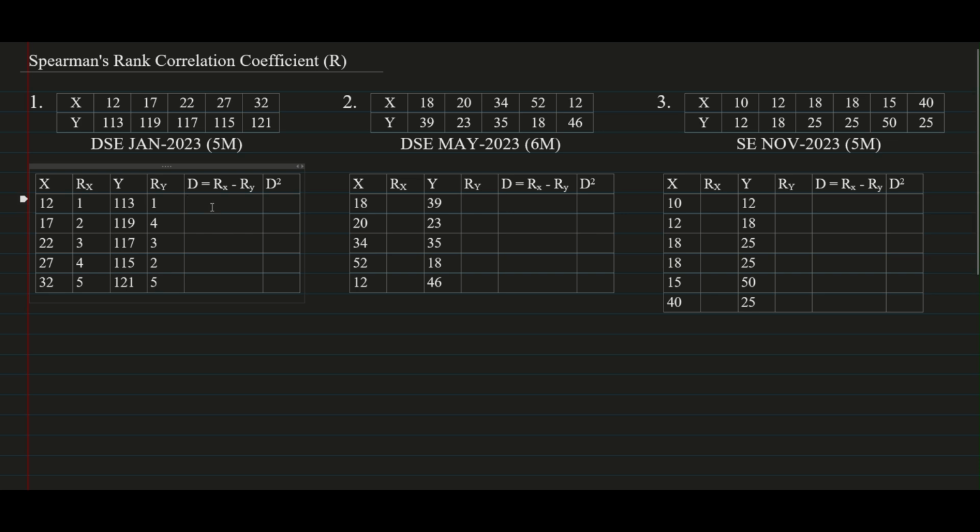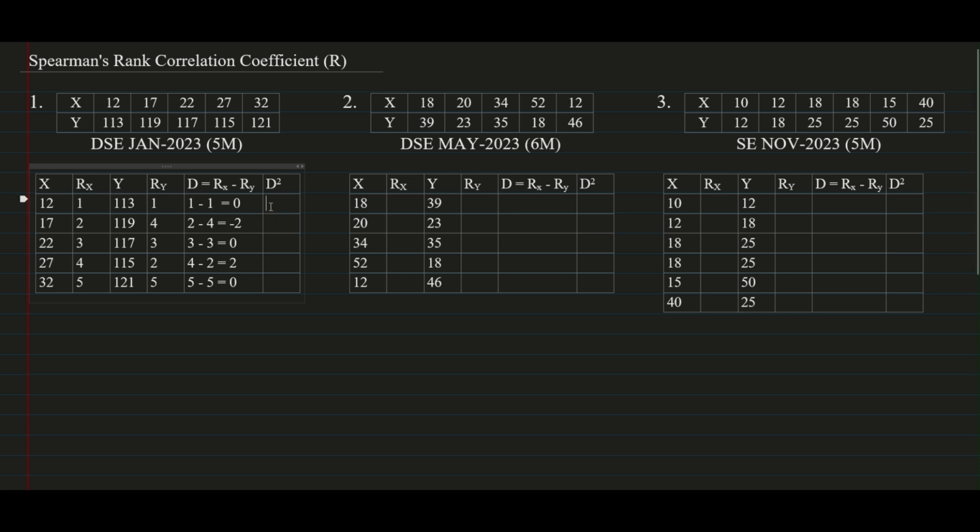Later, we have to just simply calculate the difference between the ranks. So 1 minus 1 will be 0. We can write 1 minus 1 equals 0. 2 minus 4 equals minus 2. 3 minus 3 equals 0. 4 minus 2 equals 2. 5 minus 5 equals 0.